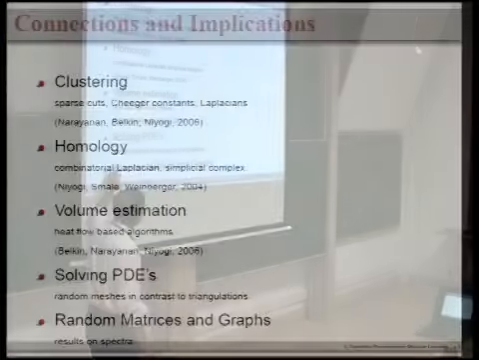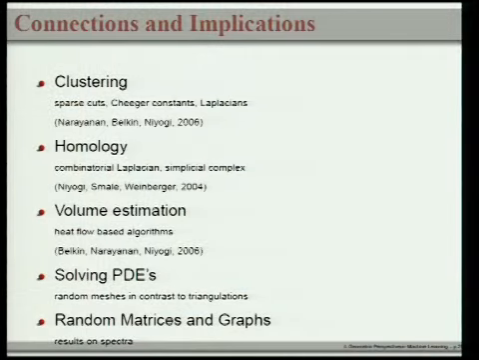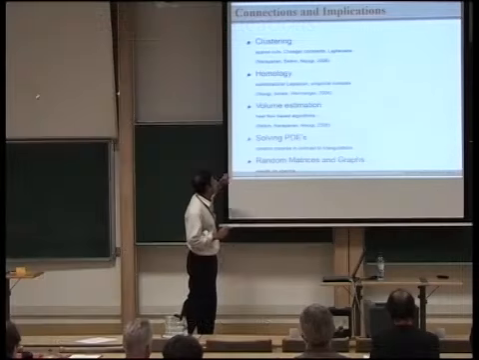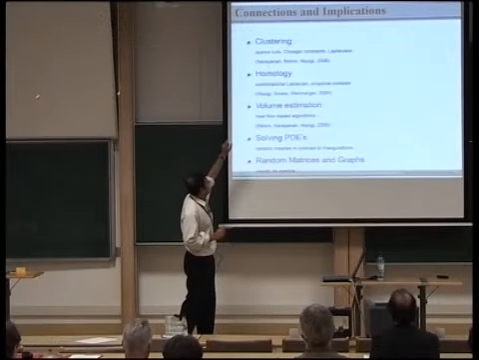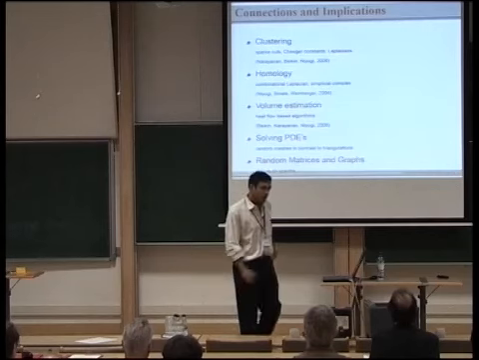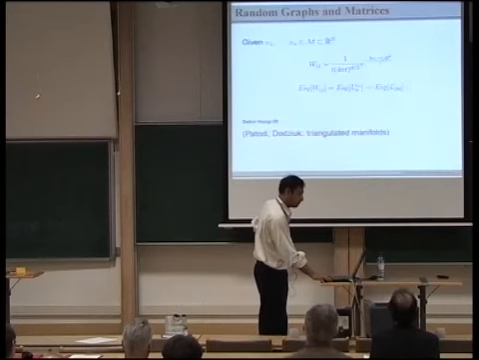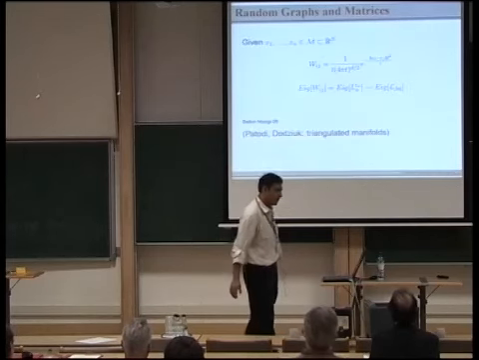Now, as I said, there's a random matrix argument at the heart of it, which is that the random graph Laplacian converges spectrally to the true manifold, and I'll tell you about that. But I'll talk about homology and volume estimation. So let me first tell you about the random graph.